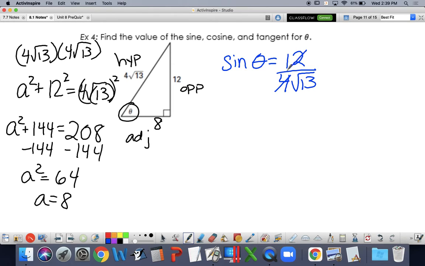12 over 4, that's just 3. And then I still have to get rid of that square root of 13. So I get 3 square root of 13 over 13. Definitely a difference from geometry, us having all these radicals in our answer.